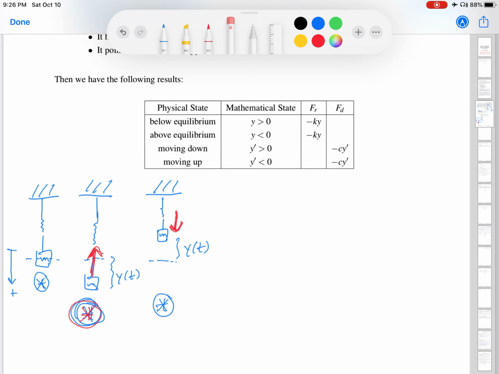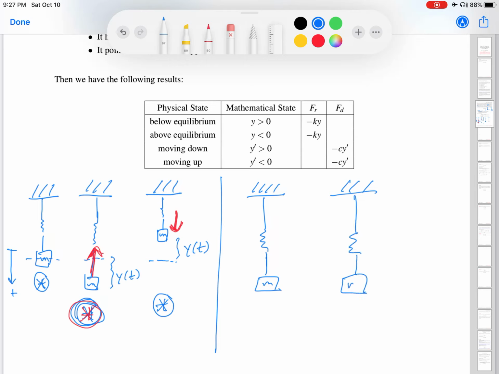But let me go back now and analyze the last two rows in the table. The picture there is about moving up or moving down. So I'm going to draw a slightly different picture, and I'm just going to forget about equilibrium for now, because again, this part of the story is just about in which direction the mass is moving, not where it is relative to equilibrium. So let's suppose that the mass is moving down. In this case, the mass is moving this way.